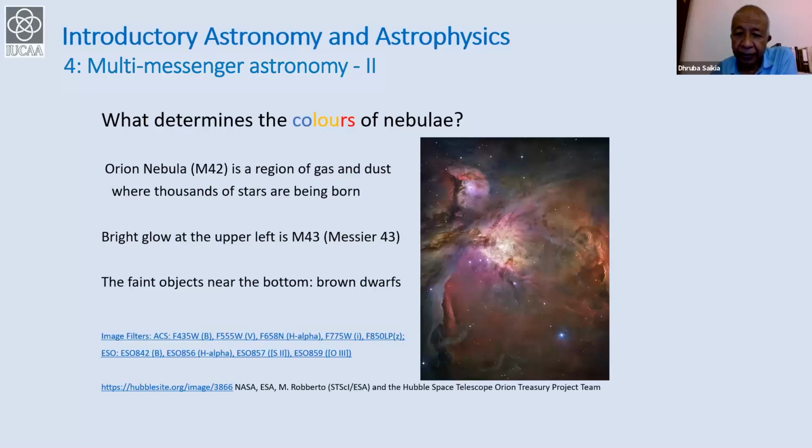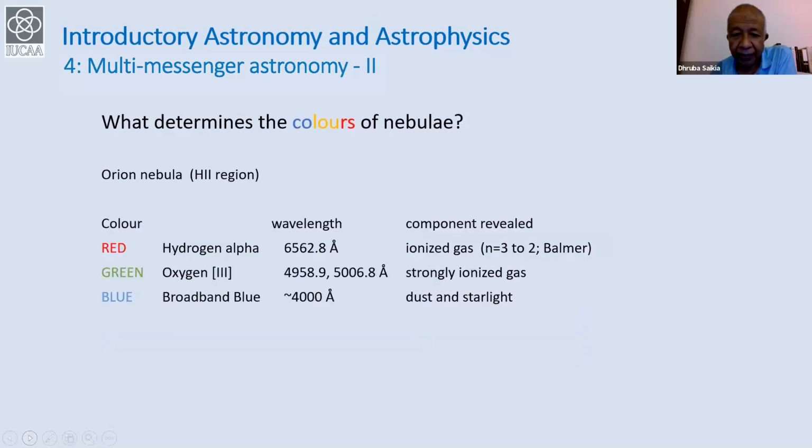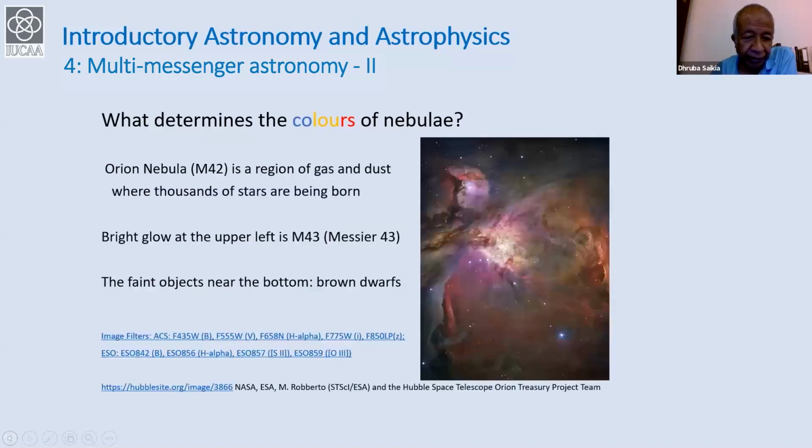Okay, but suppose we were looking at just the optical region of the spectrum. Suppose we're looking at Orion at just the optical region of the spectrum. Then what are the colors? How do the different colors arise? Okay, let's have a look at that. Now, if you look at this image over here, which I just showed you, it has used filters at different wavelengths.